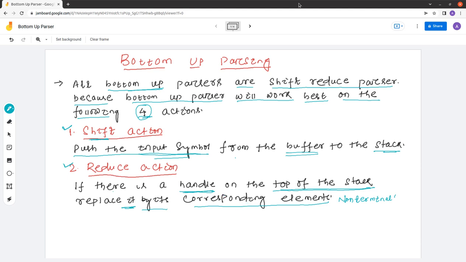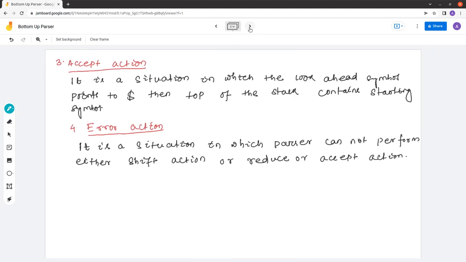Now we'll see the third action, accept action. It is a situation in which the look ahead symbol points to $ and the top of the stack contains the starting symbol.